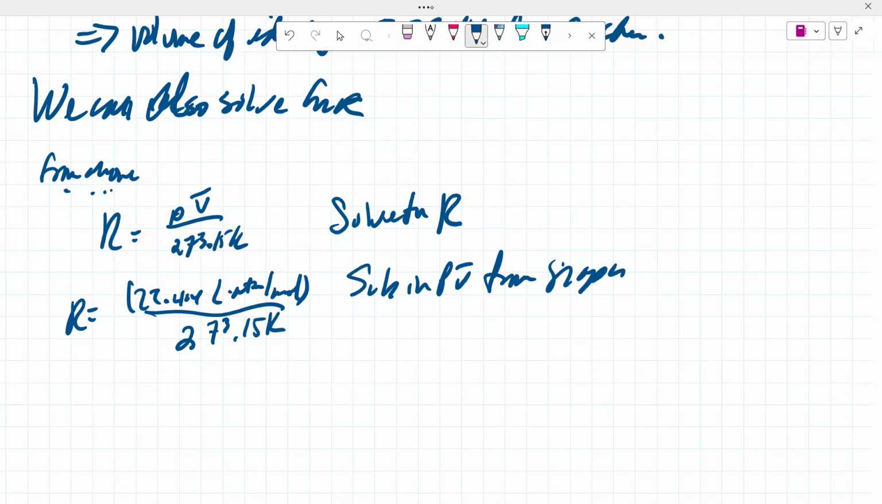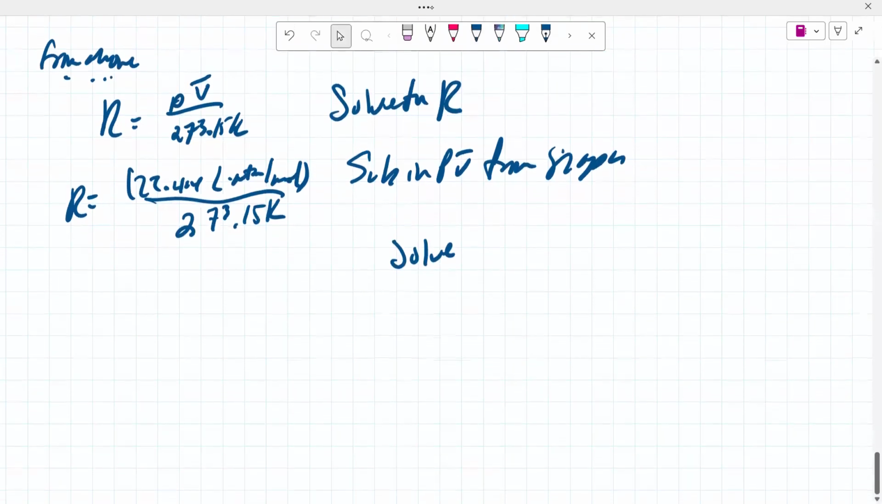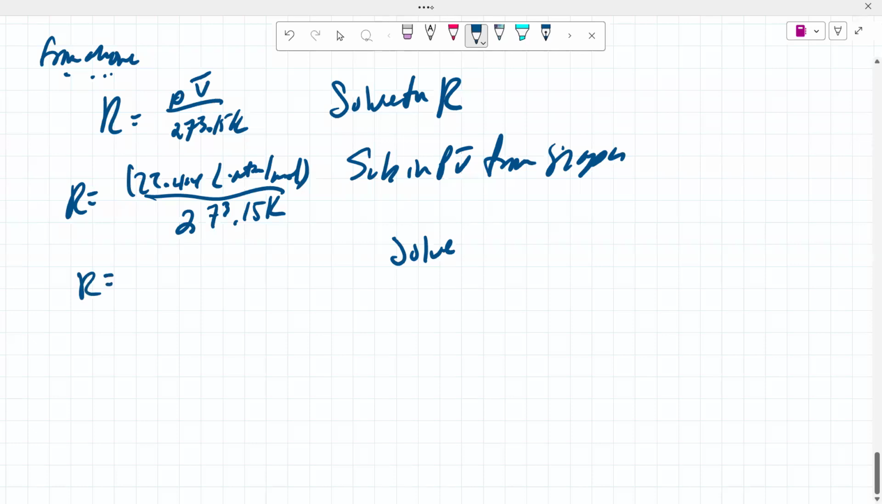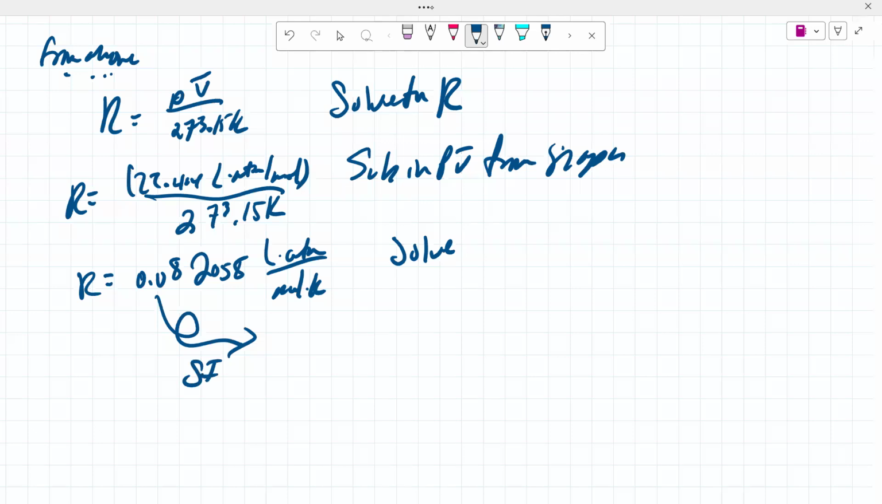Okay, here we go. R equals 0.082058 liter atmosphere per mole Kelvin. So this is where we get the R from. It's also available in SI units, which could be converted to R equals 8.314 joule per mole Kelvin.